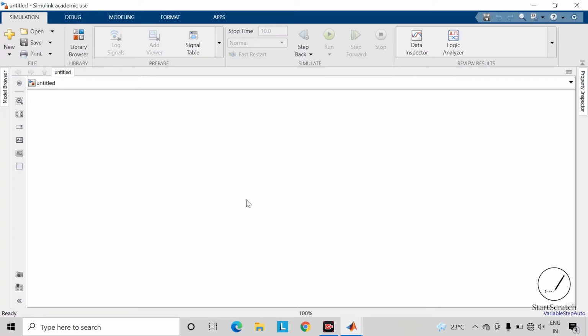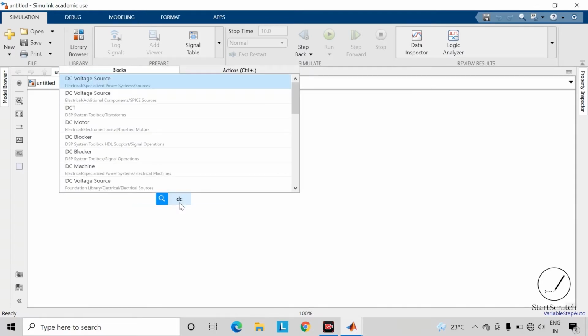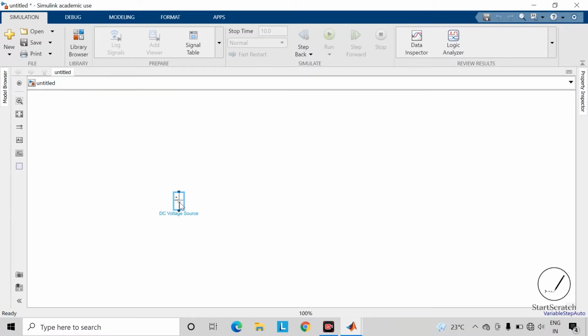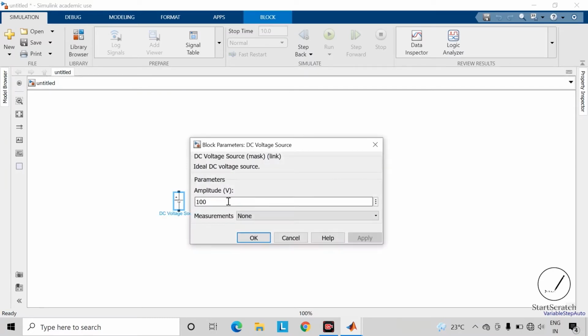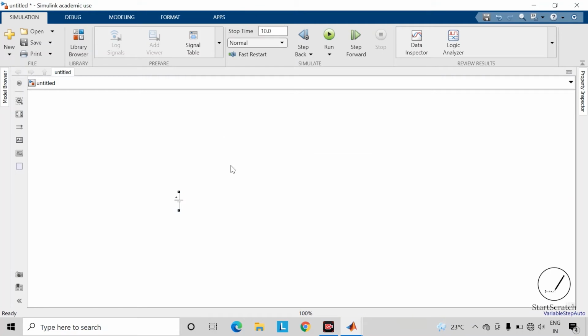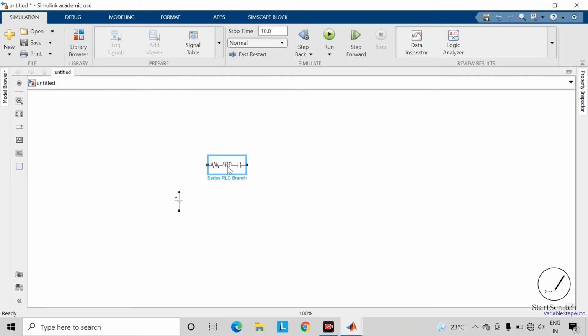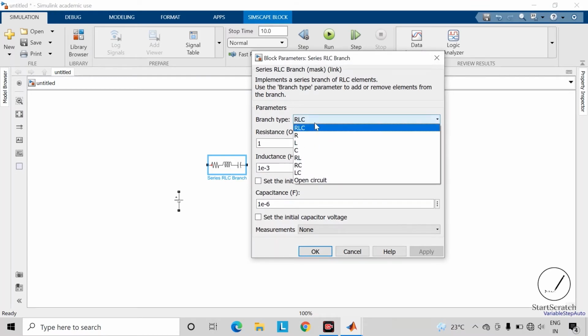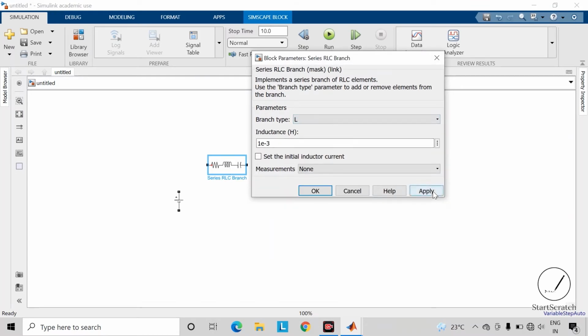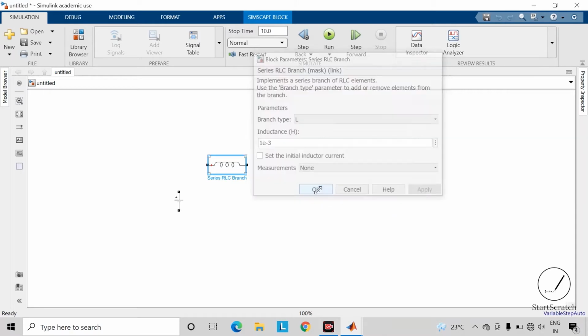As this boost converter is a DC to DC converter, we will start with a DC voltage source. So let us take the DC voltage source present in the specialized power system library. We will consider the amplitude of this voltage as 24 volts. Now take the series RLC branch and convert it to inductive type. We will consider all the default values.